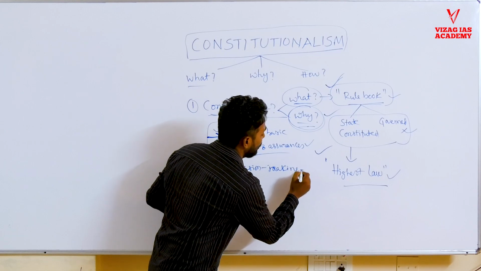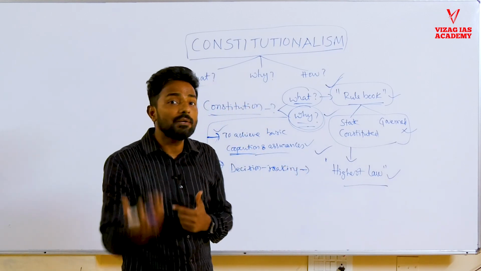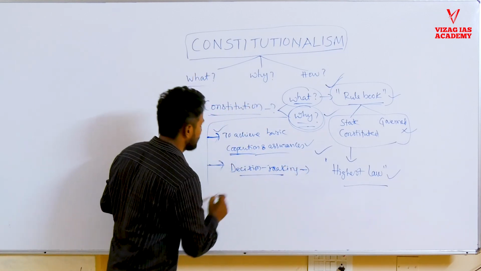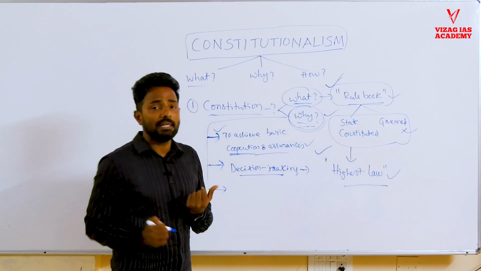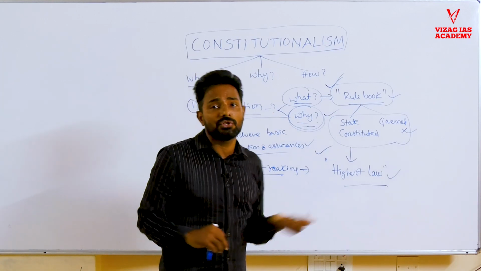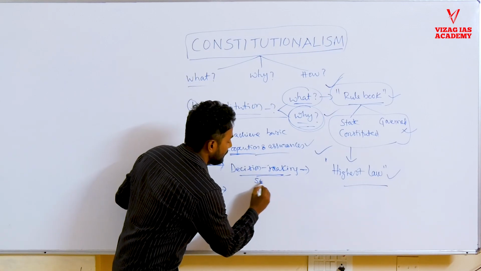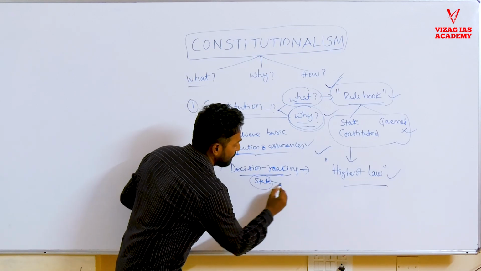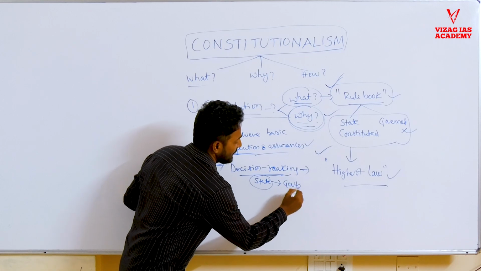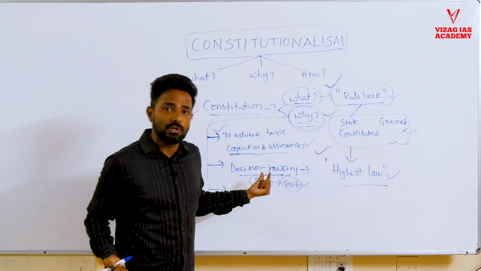Then we must decide who is going to make the rules. To decide who is going to make the rules, there should be some constitution. And the third reason why we need a constitution is, who will make the decisions? The state. The state means the governments will make the rules, we know.